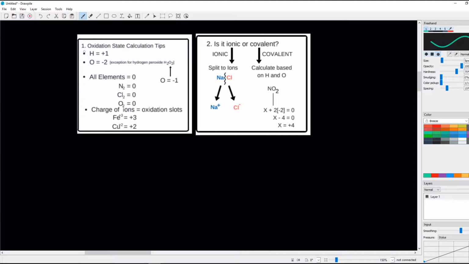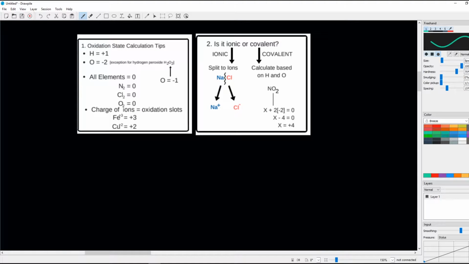First off, for oxidation state calculation, it is very important to note that H is +1 and O is -2. This is one of the important rules to calculate oxidation state.